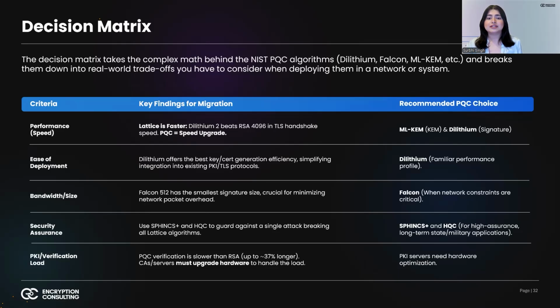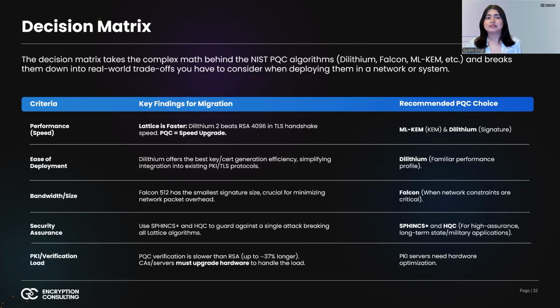SPHINCS+ is a signature based on fundamental hash functions, the most conservative, reliable type of math we have. It's slow and produces huge signatures, but its security is completely independent. HQC is a key exchange based on error correcting codes, providing a non-lattice backup to ML-KEM. The strategy isn't either or, it's both. Use the fast lattice schemes for your high volume daily transactions, but use the diversity schemes for securing your most valuable assets like root keys that must last for decades.